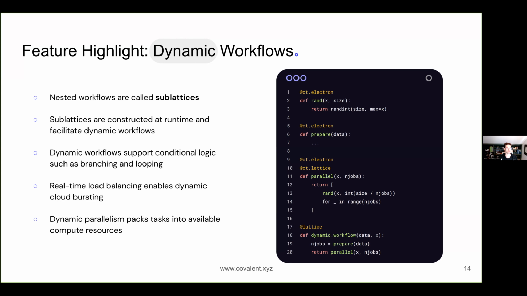Users can construct workflows which use conditional logic, such as branching and looping. Users can also structure dynamic workflows to support real-time cloud bursting. Downstream tasks are offloaded to whichever hardware has the shortest queue times or lowest costs. Likewise, users can build workflows which use dynamic parallelism, where the degree of parallelism is determined at runtime according to the available compute resources and algorithmic constraints. With dynamic workflows, users have a much greater degree of flexibility than when using other workflow tools.